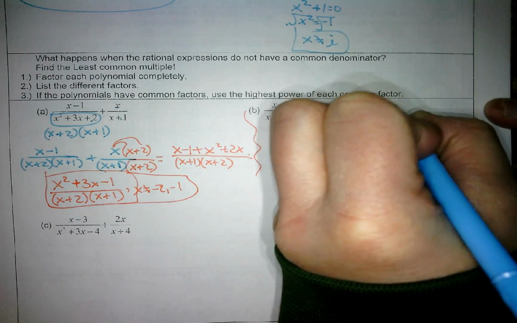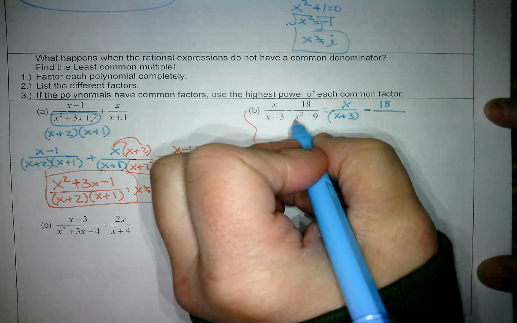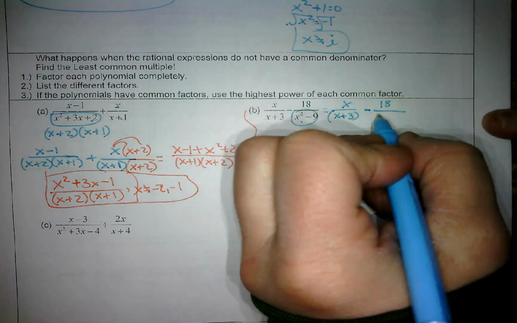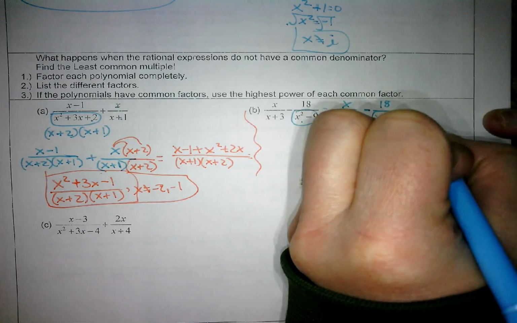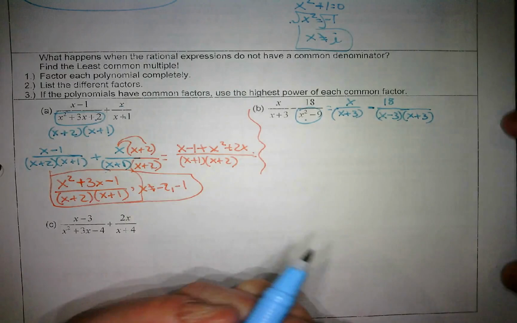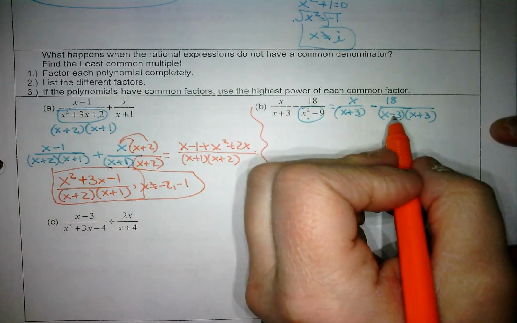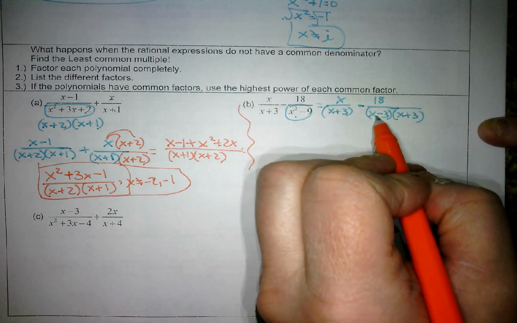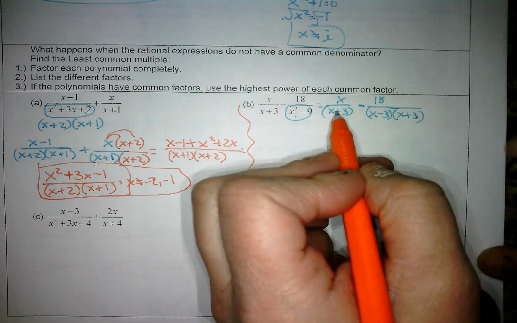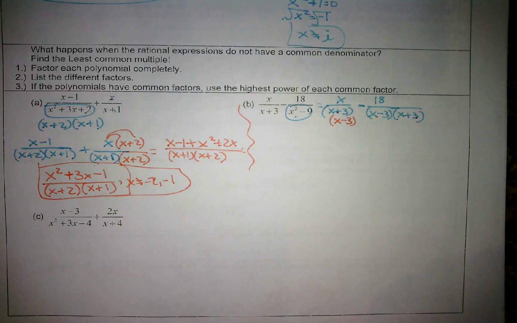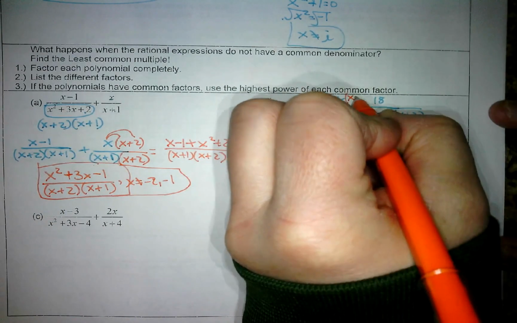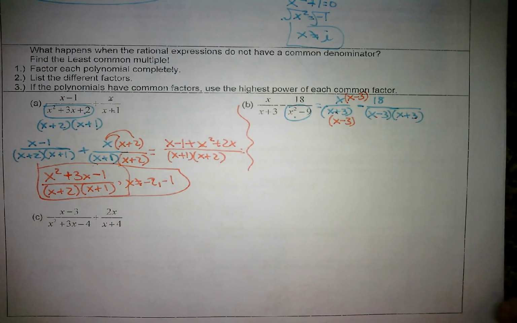Minus 18 over, okay, I'm going to factor this x squared minus 9. It's a difference of squares. So I get x minus 3 times x plus 3. Now I have to make them look exactly the same. Okay, so this one has an x minus 3 and an x plus 3. This one only has an x plus 3. So I have to make sure it has an x minus 3 there also. And whatever I do to the denominator, I have to do to the numerator.